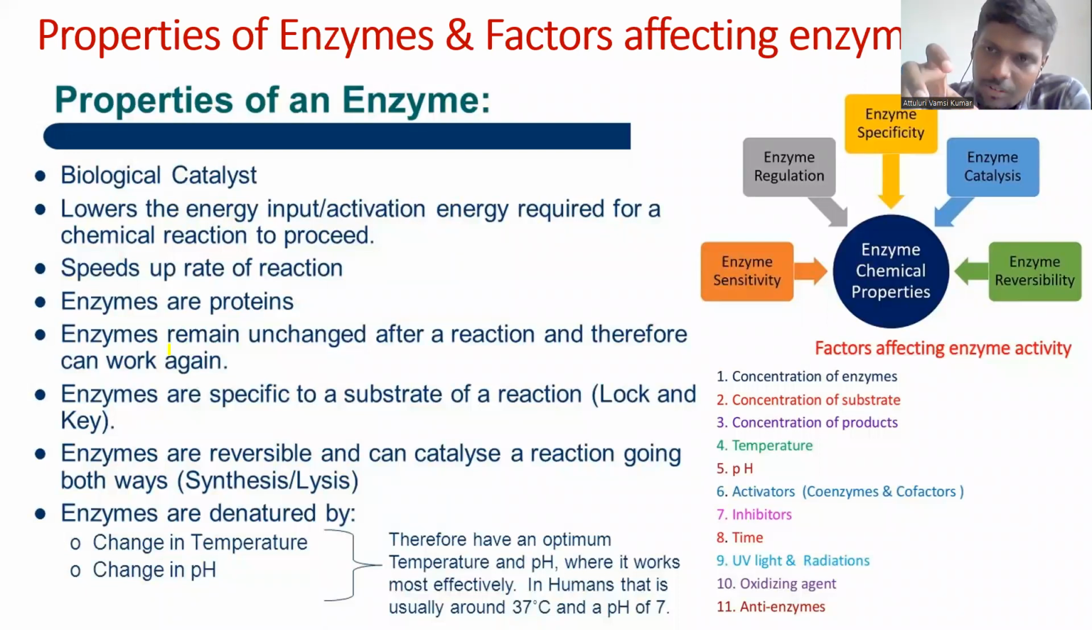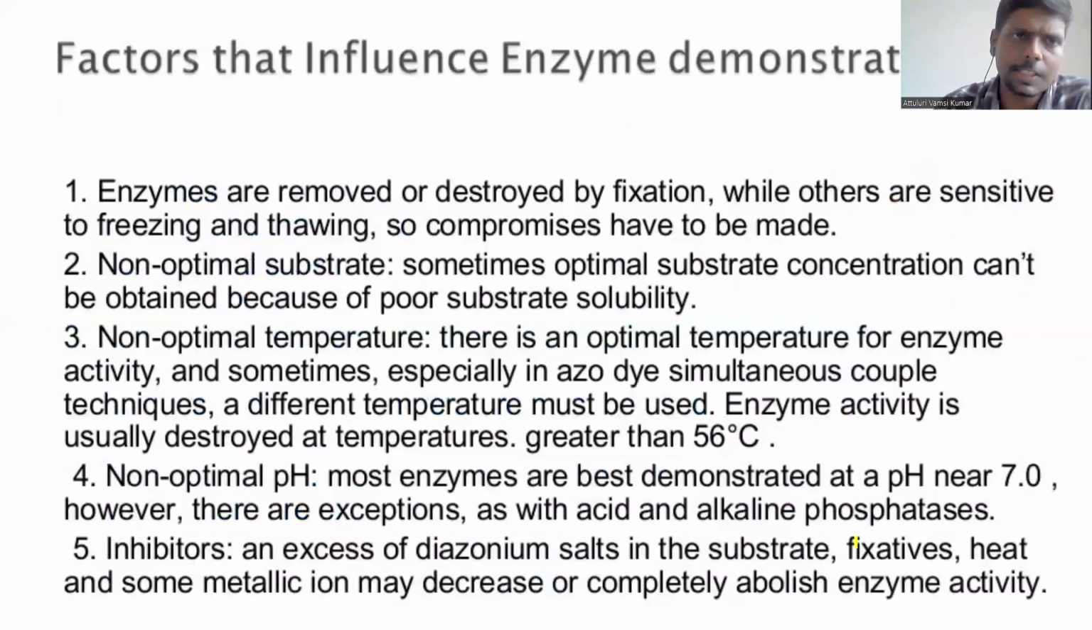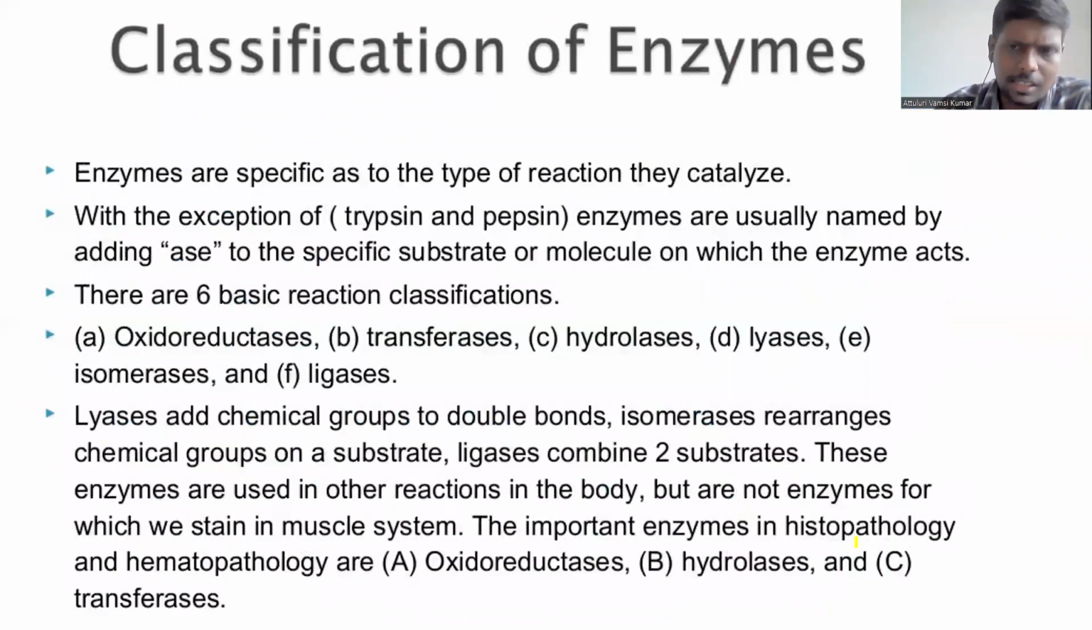Also, there are certain factors that affect enzymatic activity. These include concentration of enzymes, substrates, products, temperature, pH, activators, inhibitors, time, presence or absence of radiations, oxidizing agents, and anti-enzymes in the tissue. They contribute to the rate of reaction we are developing. So we need to consider these factors when we are performing this enzyme histochemistry analysis.